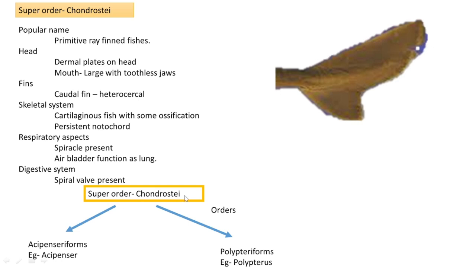And then superorder Chondrostei can be divided into two orders: Acipenseriformes and Polypteriformes. Acipenseriformes example we are going to learn is Acipenser, and Polypteriformes example is Polypterus.